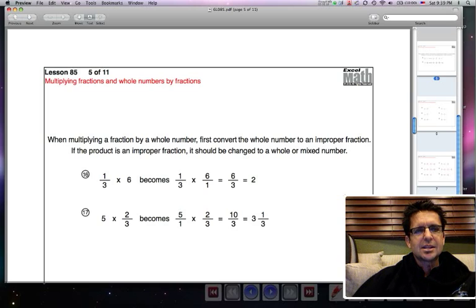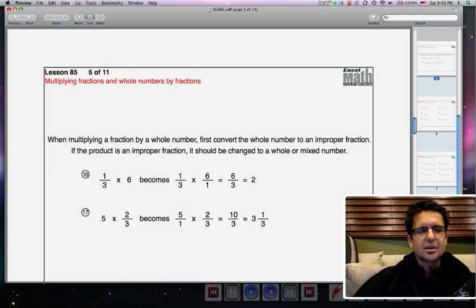1/3 times 6 becomes 1/3 times 6 over 1 because 6 is equal to 6 over 1. And now I have a numerator for each and a denominator for each. I can multiply 6 times 1, which is 6, and 3 times 1, which is 3. And then I reduce the answer to 2 because 6 divided by 3 is 2.